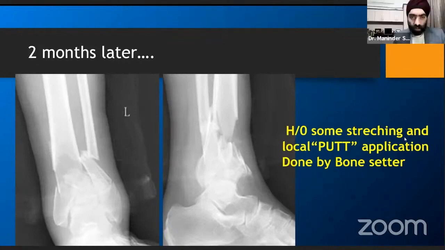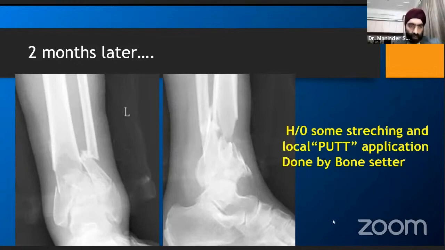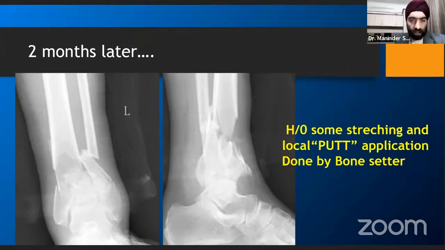I think we can take opinion from the panelists. I'd like to invite Dr. Balwinder first to give his comments on what he would do in such a situation. It's 2 months down the line from this injury. The patient has not been treated, has been treated in a plaster, and you can see that there is a deformity there. So, Dr. Balwinder, what would you like to do in this scenario?